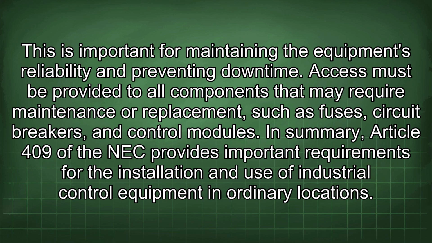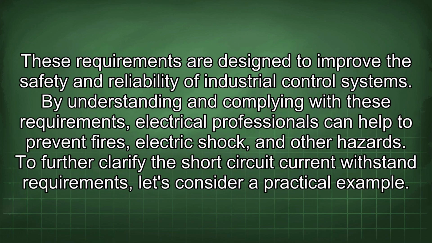In summary, Article 409 of the NEC provides important requirements for the installation and use of industrial control equipment in ordinary locations. These requirements are designed to improve the safety and reliability of industrial control systems. By understanding and complying with these requirements, electrical professionals can help to prevent fires, electric shock, and other hazards.